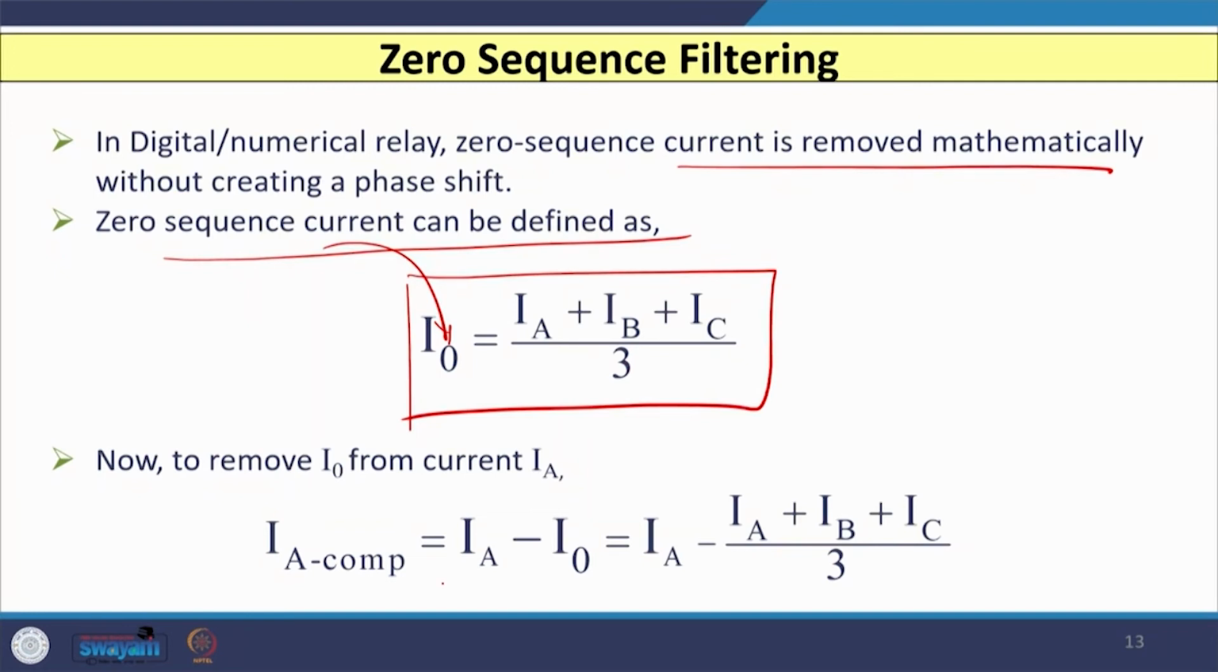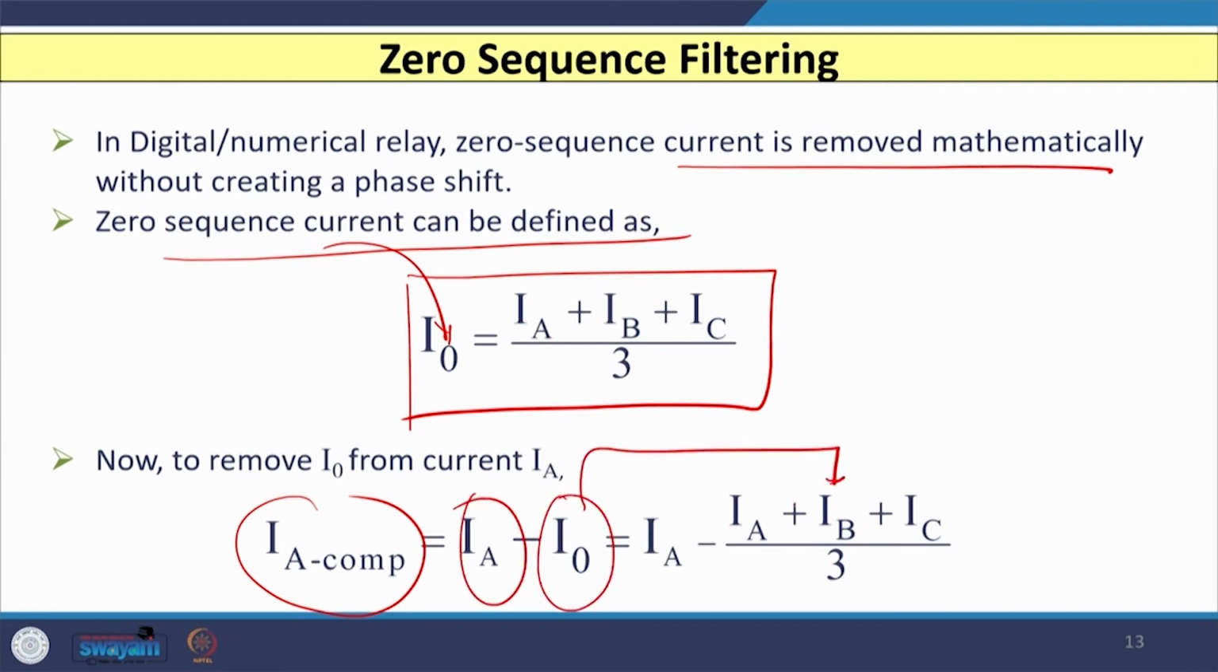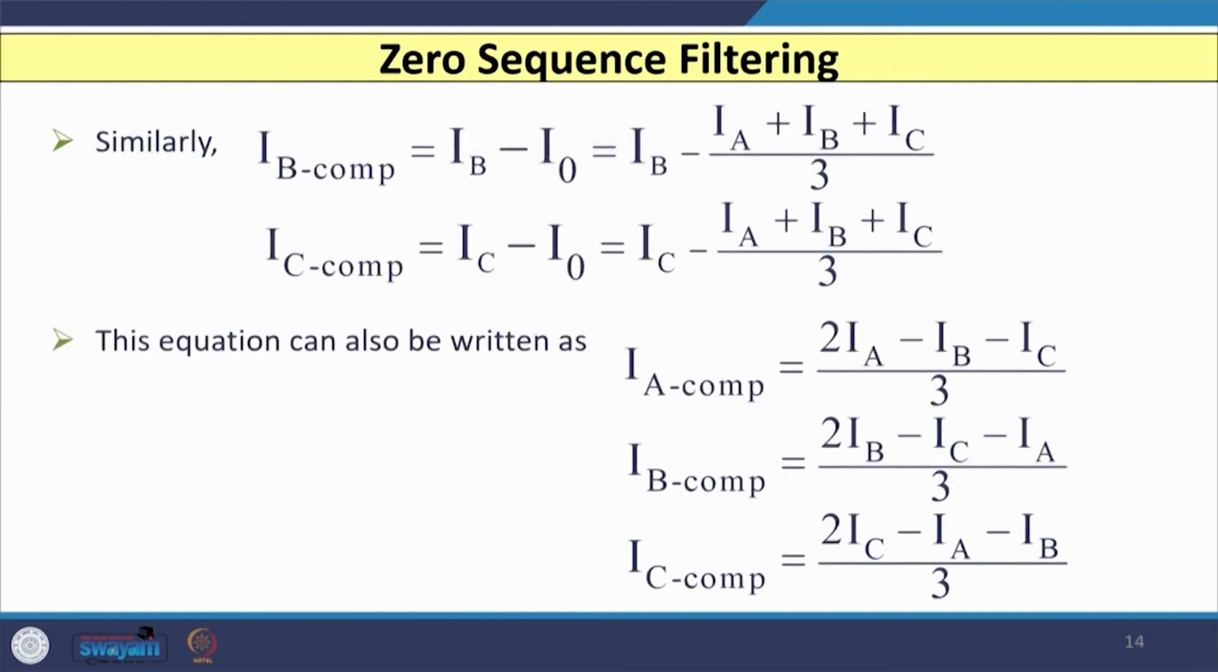If I want the compensated value of current in any phase, let us say A phase, B phase and C phase, then I want the A phase compensated current IA compensated, the B phase compensated current IB compensated, and the C phase compensated current IC compensated. In the A phase compensated current, I have to subtract the zero sequence current I0 from the phase current IA, and I0 is given by this equation. So, we put this value here. We have I compensated in A phase, that is IA minus (IA plus IB plus IC) by 3. Same way you have the compensated value of current in B phase and C phase.